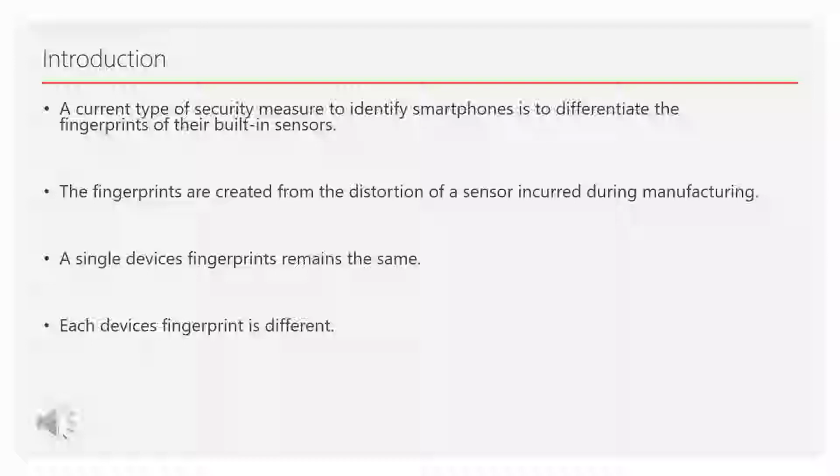Fingerprints are what make sensors unique. Each sensor leaves its own fingerprint. Each device has its own unique fingerprints per device. So if you have 10 iPhones, each iPhone would have its own specific signature for each sensor.